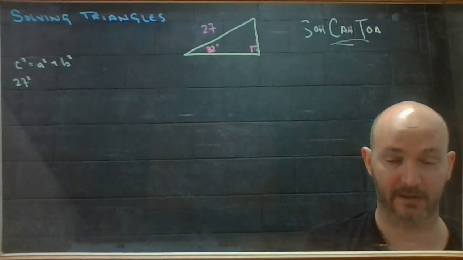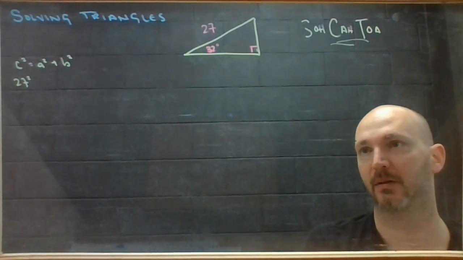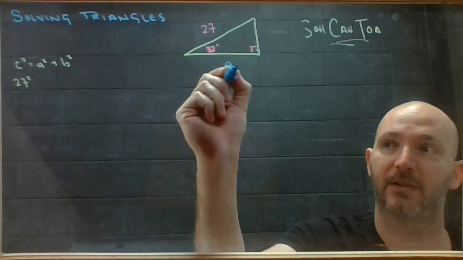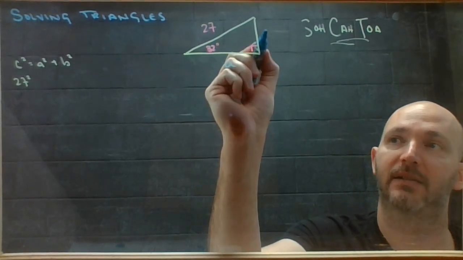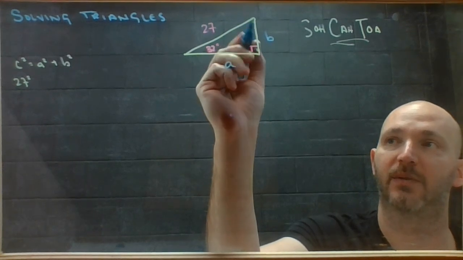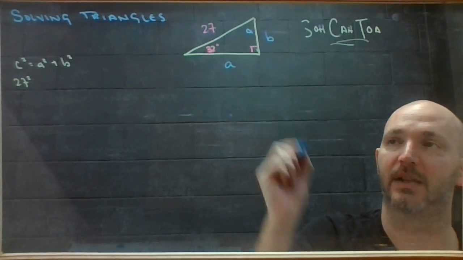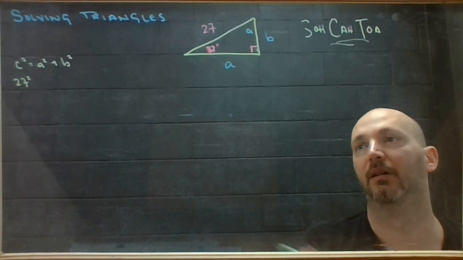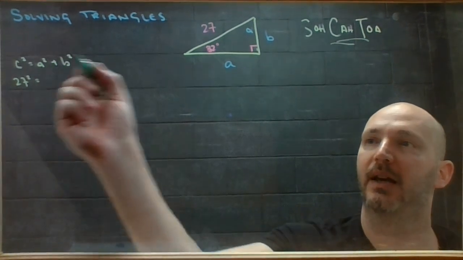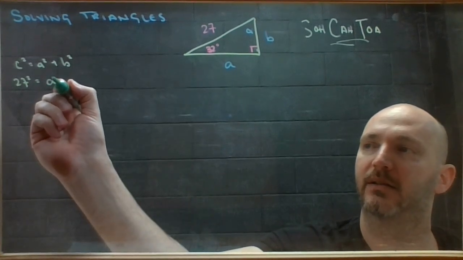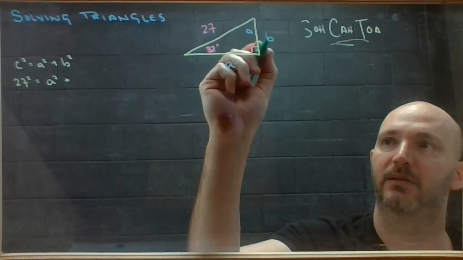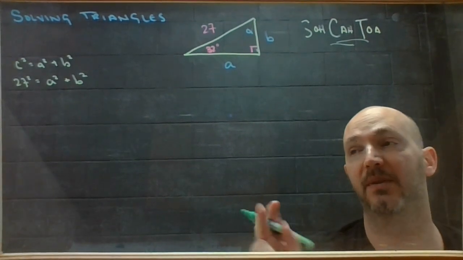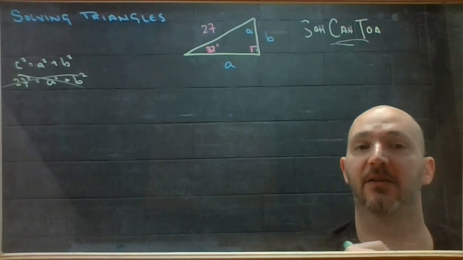Oh, I forgot to label my variables. See, what don't I know? I don't know this side, and it's not the hypotenuse. I don't know this side, it's not the hypotenuse. And I don't know this angle, so there's alpha. Okay, so a squared, I don't know that. B squared, I don't know that either. So this expression has two variables in it. I'm not going to be able to use that to solve this triangle.